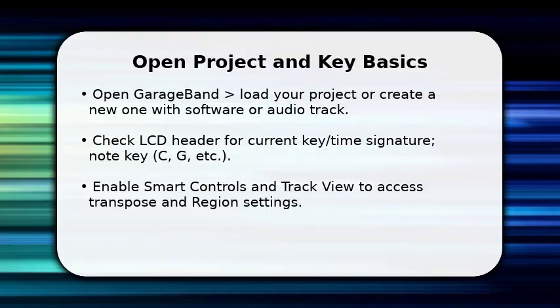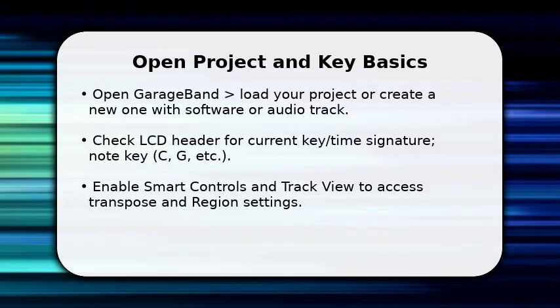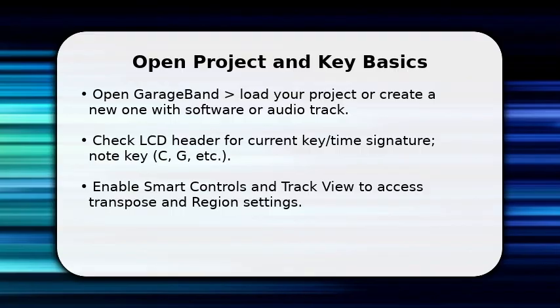You start by opening your project and locating the project key in the LCD header so you know what you're changing from. Once done, select the track you want to alter. If it's audio, switch to the editor at the bottom, and if it's MIDI, open the piano roll. Make sure smart controls are visible so you can reach transpose and region parameters quickly.